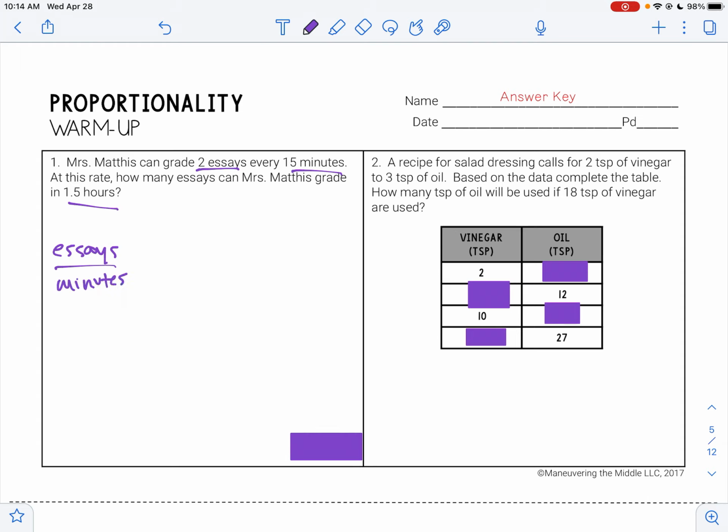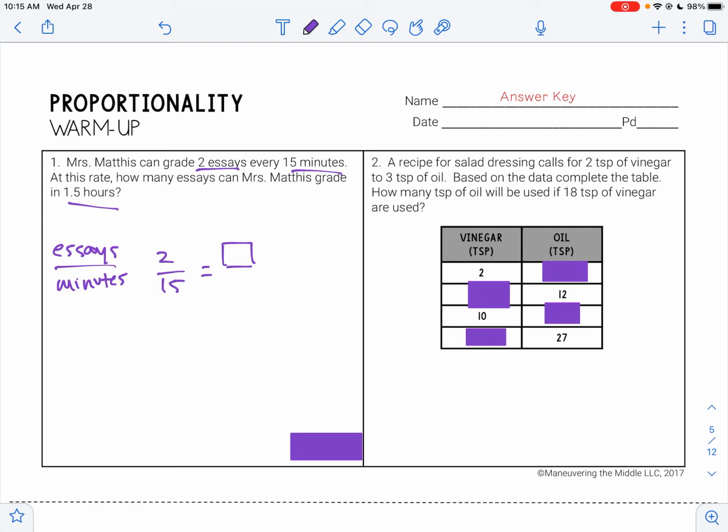You can absolutely do minutes over essays if you choose, but you just got to keep it the same way throughout. So she can do 2 essays in 15 minutes. And we're going to set that equal to, we don't know what the number of essays is, but we do know that she has a set time, 1.5 hours. Now, notice the labels that we chose to use are minutes. So we can't put hours there, especially because we chose minutes. So we have to turn 1.5 hours into a number of minutes.